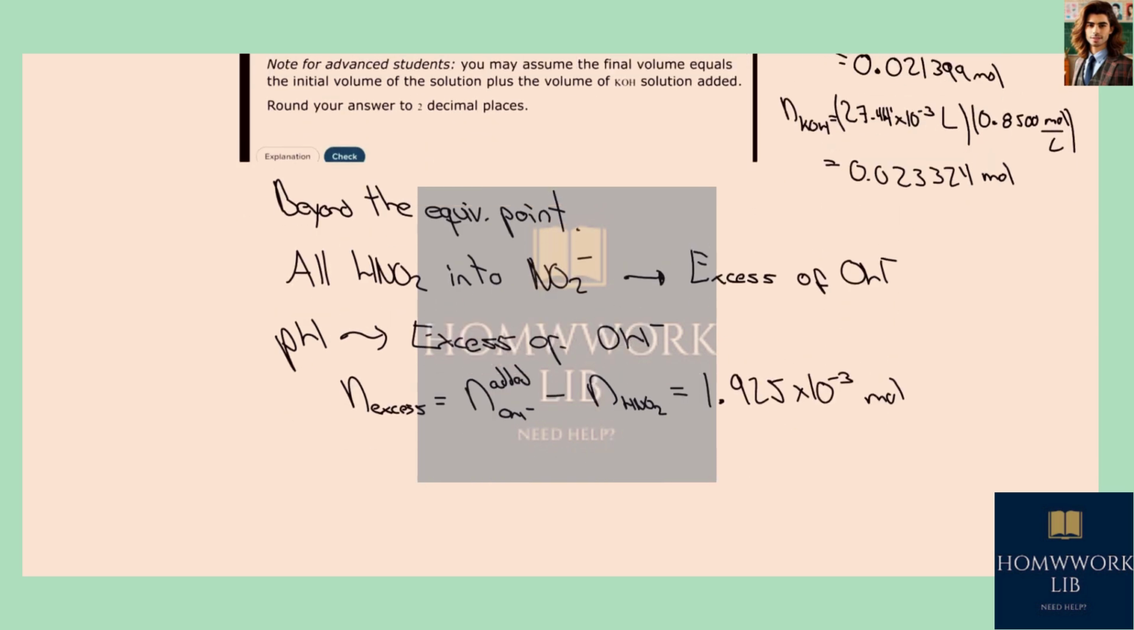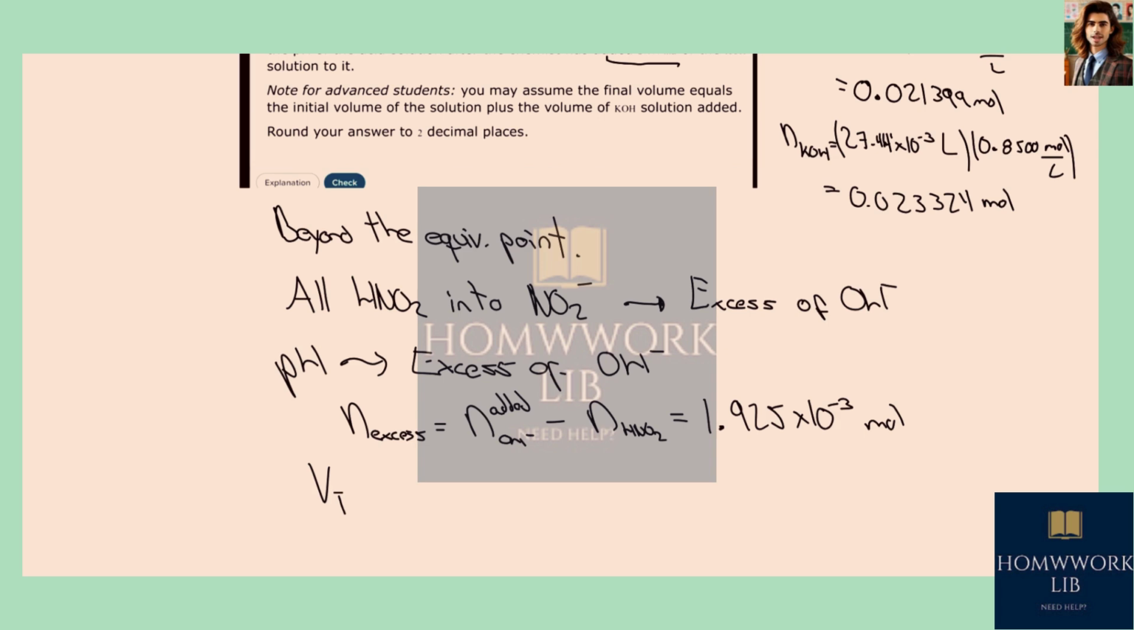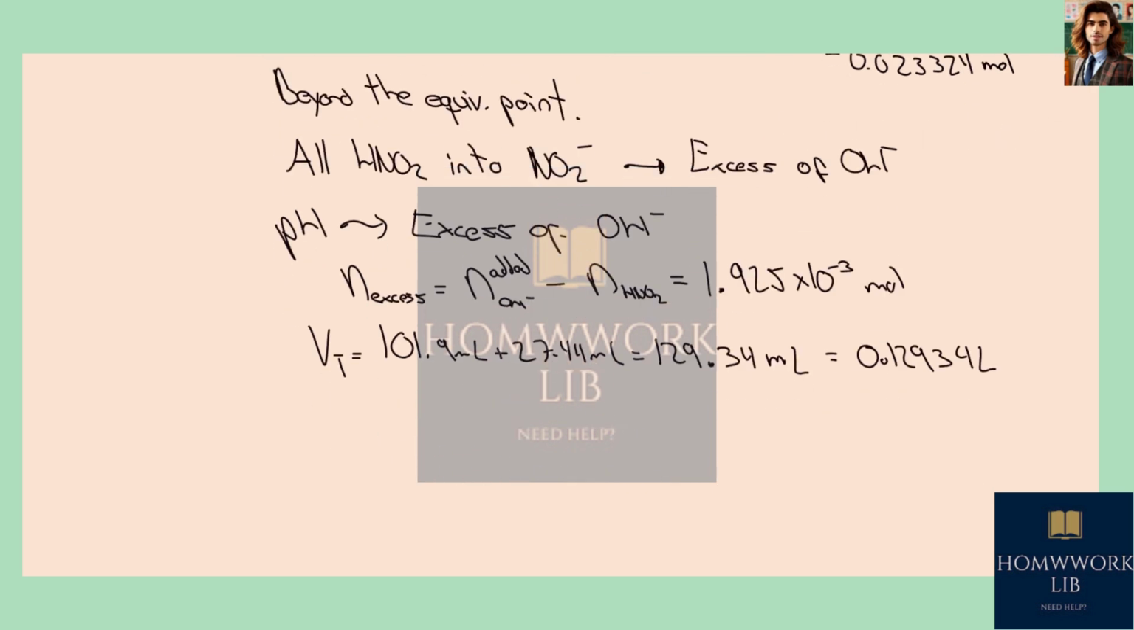And what is going to be the total volume? Well, the total volume would be equal to the sum of the both volumes that we are going to have. It's going to be 101.9 milliliters plus 27.44 milliliters, which is going to give us 129.34 milliliters, or which is the same, 0.12934 liters.